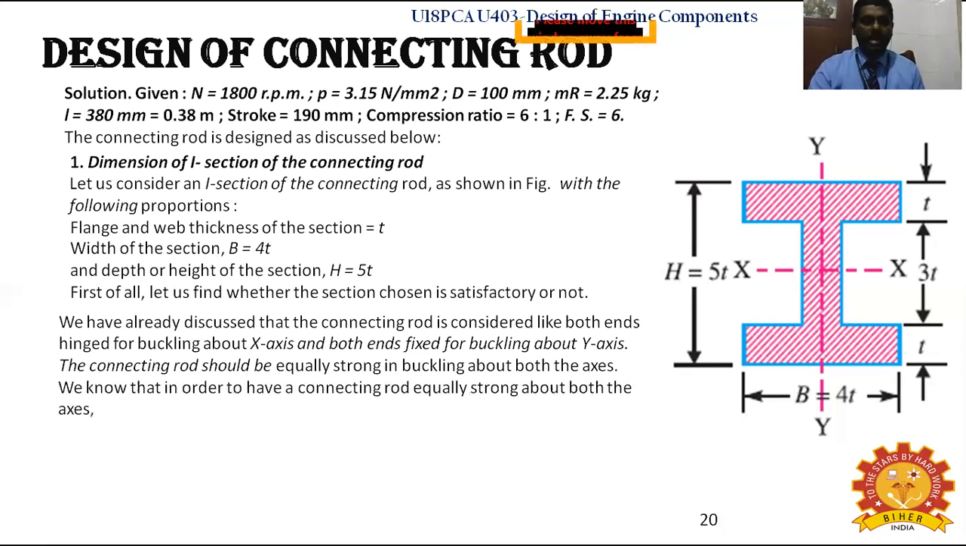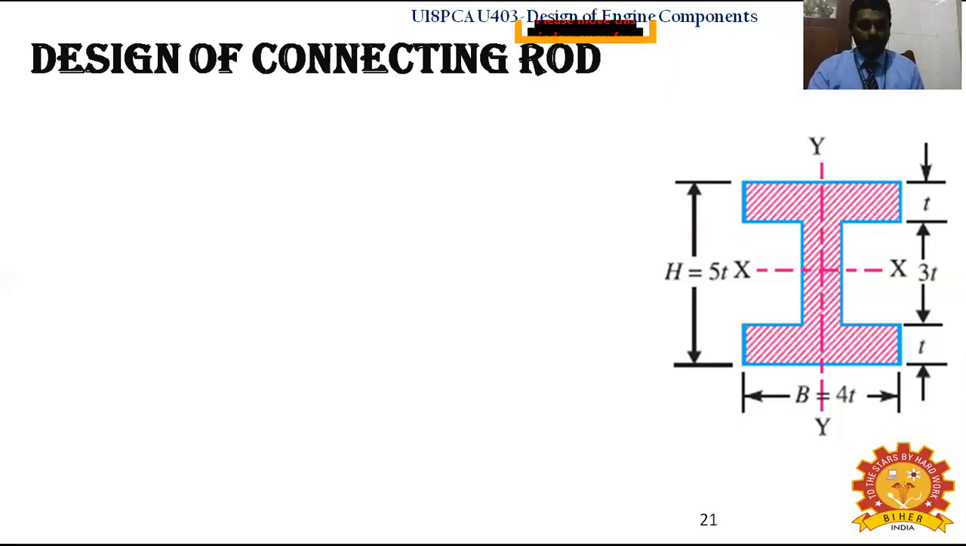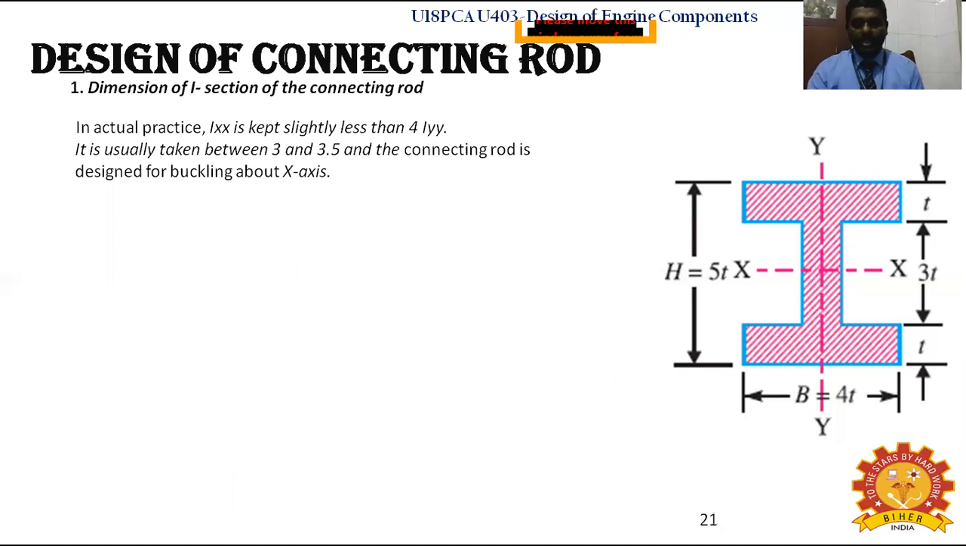In the case of an I section, Ixx will be equal to 4Iyy. There is a separate derivation for that, but in a problem we directly use this correlation. Ixx is the moment of inertia of the section about the x-axis, and Iyy is the moment of inertia about the y-axis. In actual practice, Ixx should be kept slightly less than 4Iyy, usually taken as 3 to 3.5, and the connecting rod is designed for buckling about the x-axis.